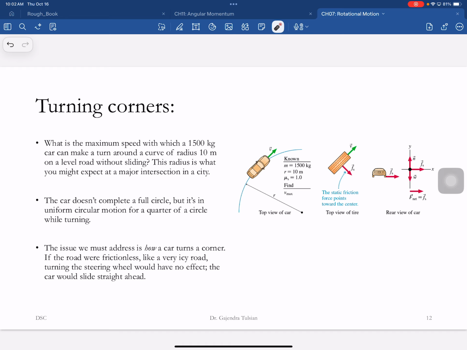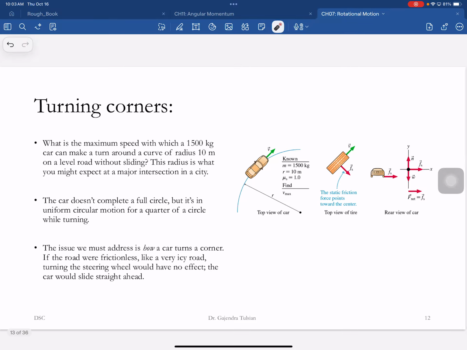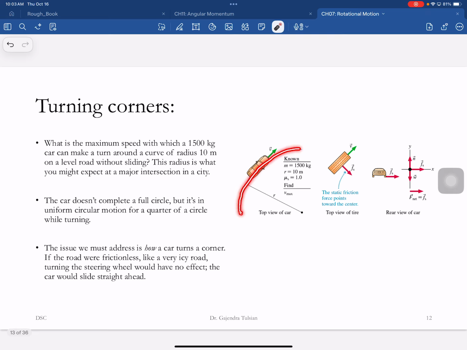All right, so now we'll look at turning a corner. So you're at a four-way stop, let's say, and you want to make a turn. So you see you're going in a circular track, along a circular arc. When you're going along a circular arc, you need a centripetal force in that direction. So let's see what's happening. Here's the circular road, you're making this turn, and the car is moving in this direction. What you need is a force in this direction.